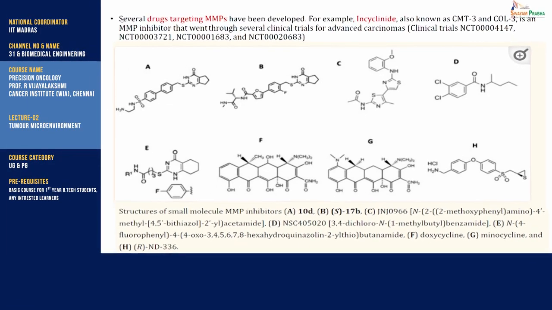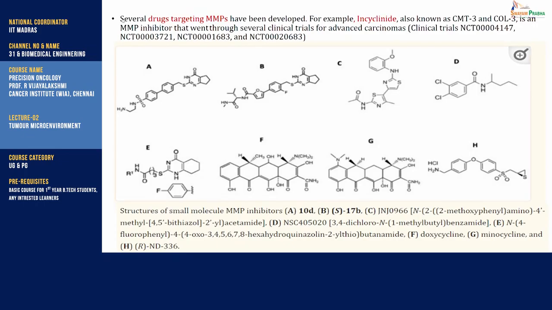For example, incyclinide, which is also known as CMT3 or COL3, is an MMP inhibitor that has gone through several clinical trials for advanced carcinomas. The clinical trial numbers are shown in the slide for people to read and understand.